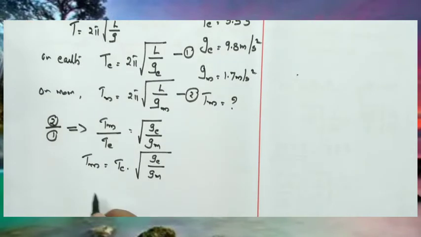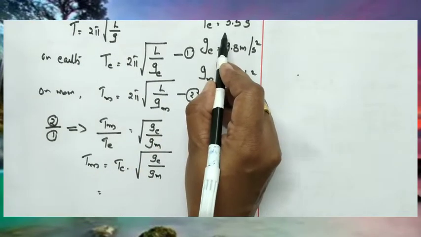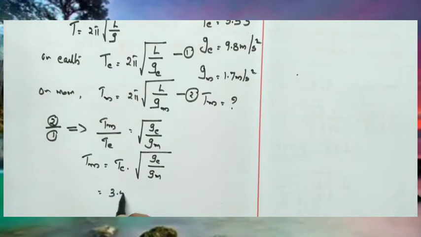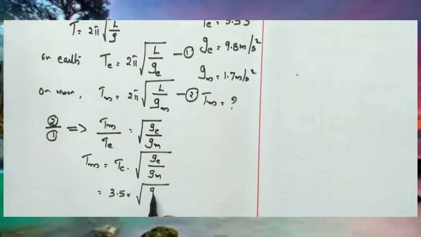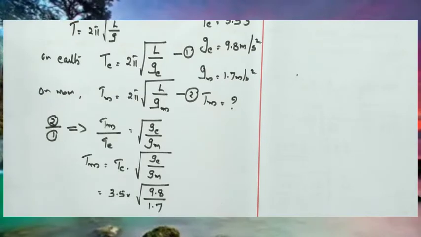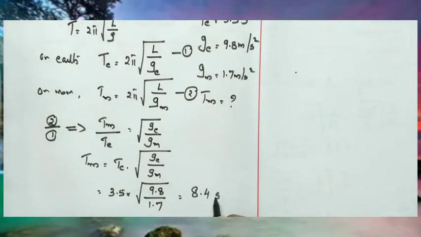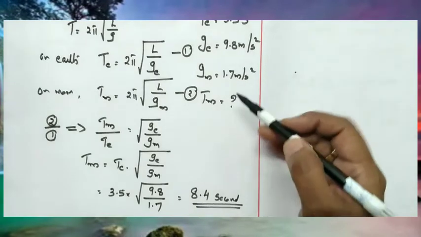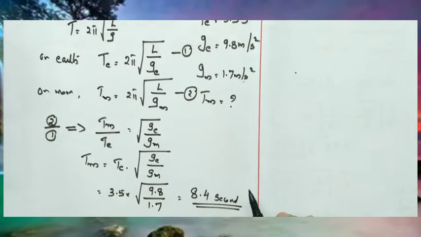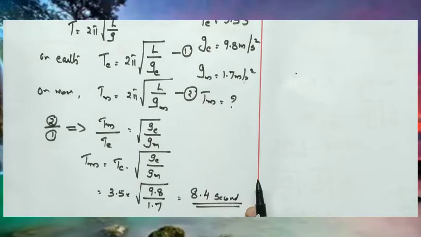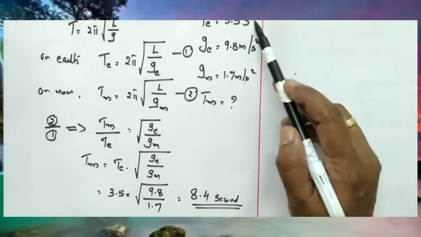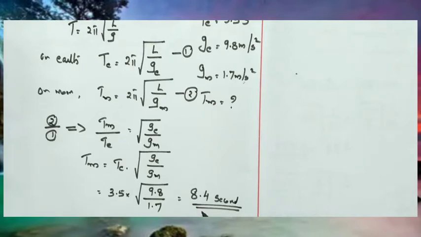We can substitute the time period on the surface of the earth, 3.5, into root of 9.8 divided by 1.7. After simplification you will get the answer as 8.4 seconds. So the acceleration due to gravity on the surface of the moon is 1.7, and the time period on the surface of the earth is 3.5 seconds and on the surface of the moon is 8.4 seconds.